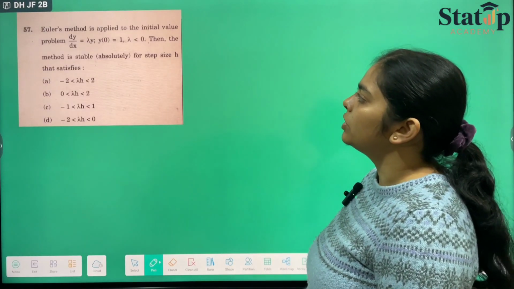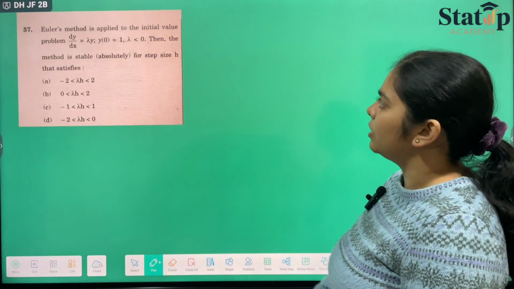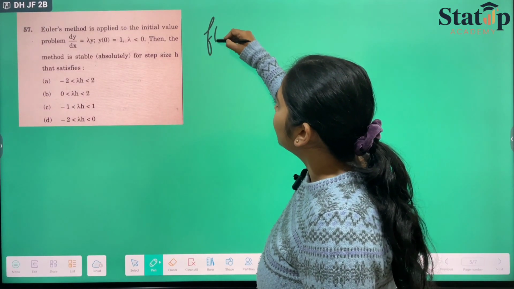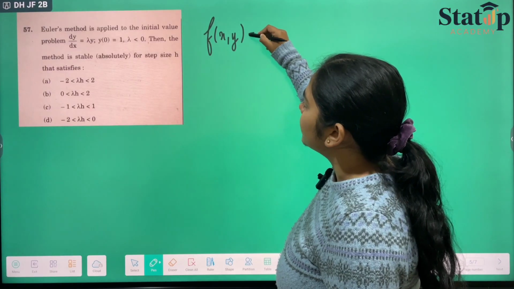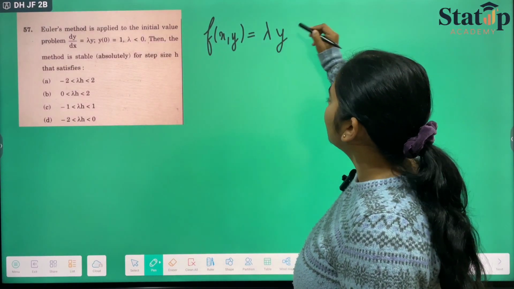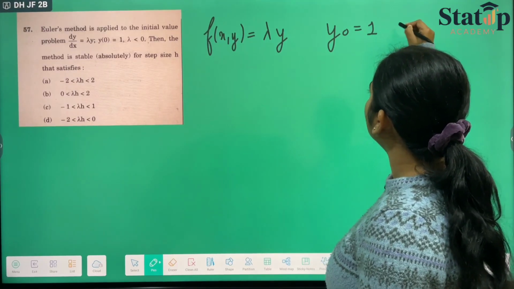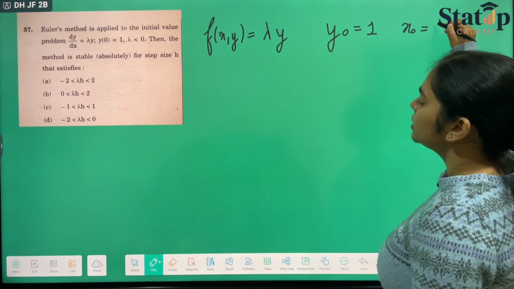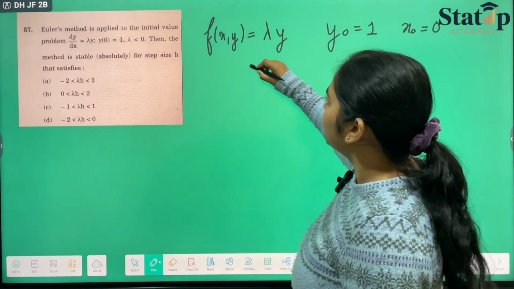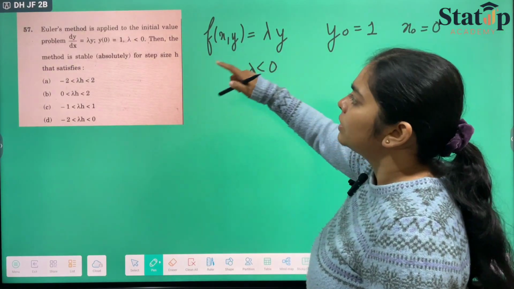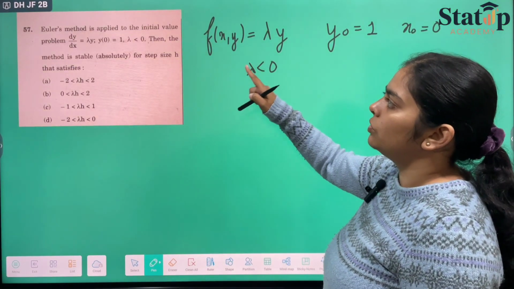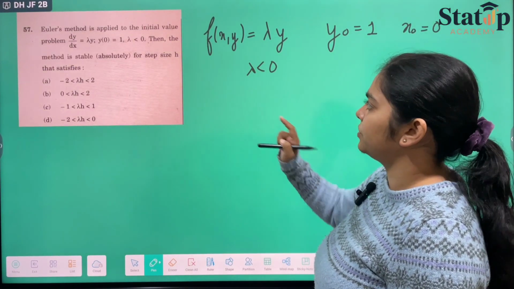So here, Euler's method is applied for the initial value problem. We have been given f(x, y) equal to lambda y, y naught is 1, x naught is 0, and lambda is less than 0. Then the method is absolutely stable for step size h that satisfies the following.